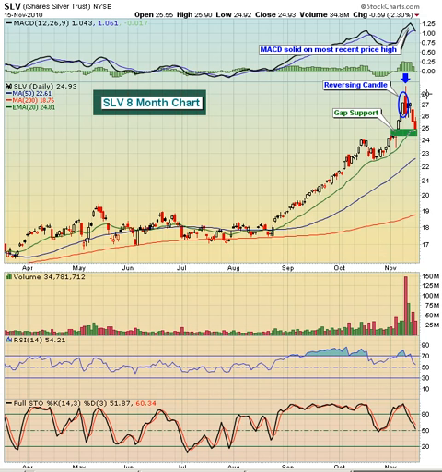But in the short term, I'd be looking at this gap support area and the 20-day moving average as key support for the SLV.